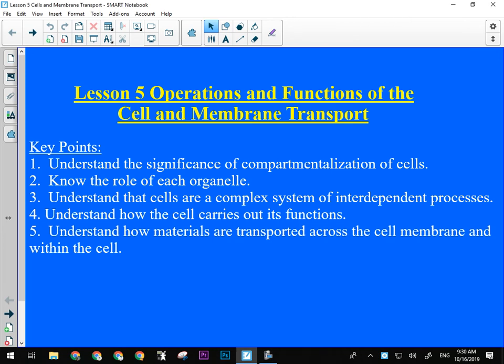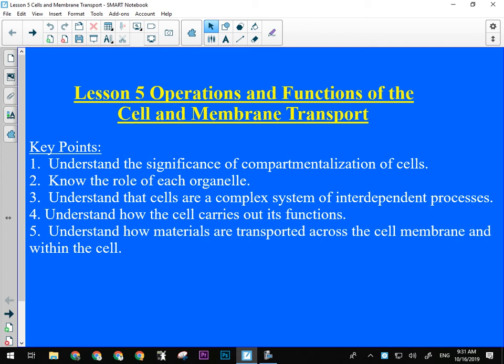Okay, so in this lesson we're going to go over the workings of the cell. We'll talk in depth about what the job of each organelle is, but we're going to do that in the context of how they work together, and what processes they use in order to help the cell to function properly.